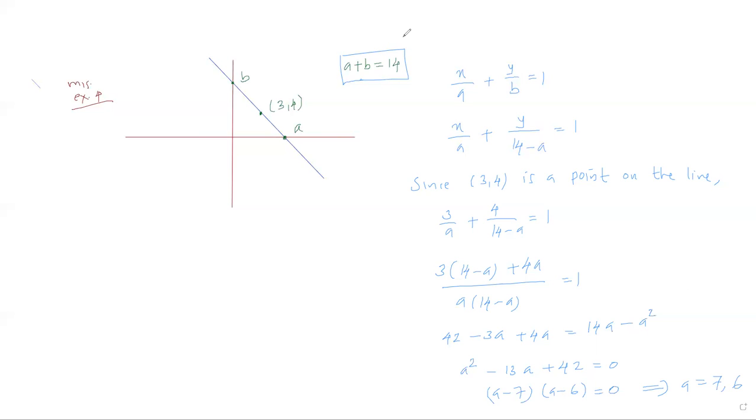So when a is equal to 7, b is equal to 7 because the sum is 14. So the equation is x by 7 plus y by 7 is equal to 1. When a is equal to 6, b is equal to 8. So the equation is x by 6 plus y by 8 is equal to 1. That's all.